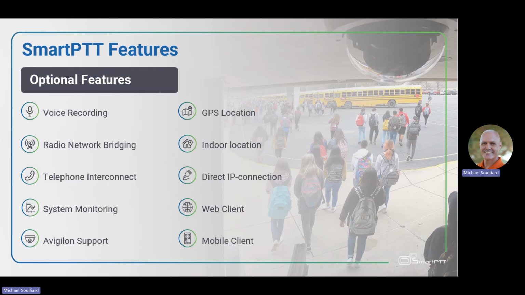Optional features, the first two, voice recording and GPS, those are standard in SmartPTT Enterprise currently, and then in Plus, they're optional features. All the other features are optional in both products, which include radio network bridging, indoor location using Bluetooth beacons, telephone interconnect, so radios can make and receive telephone calls. Direct IP connection. This helps reduce implementation and maintenance of the dispatch system.